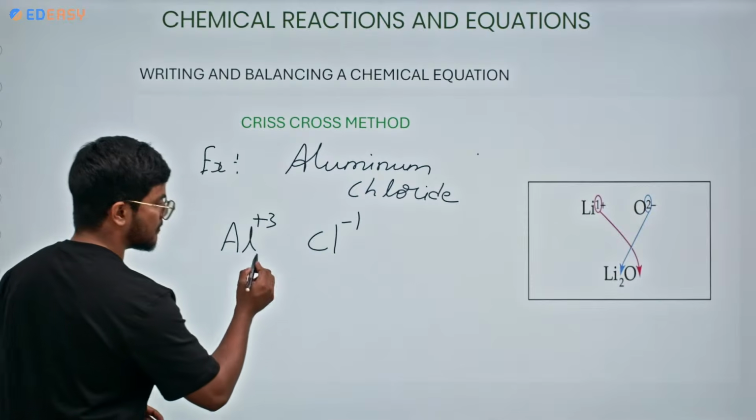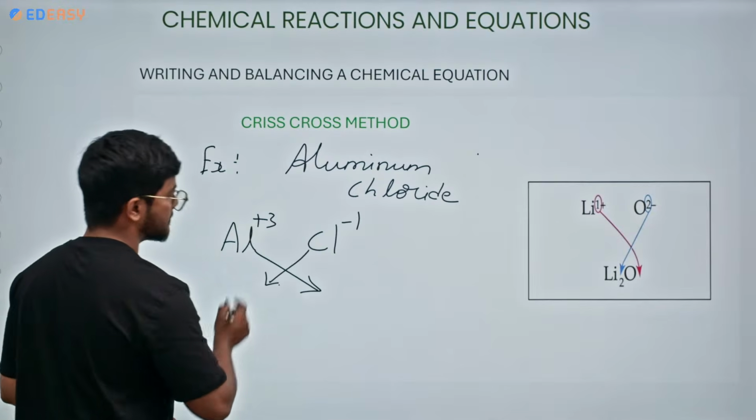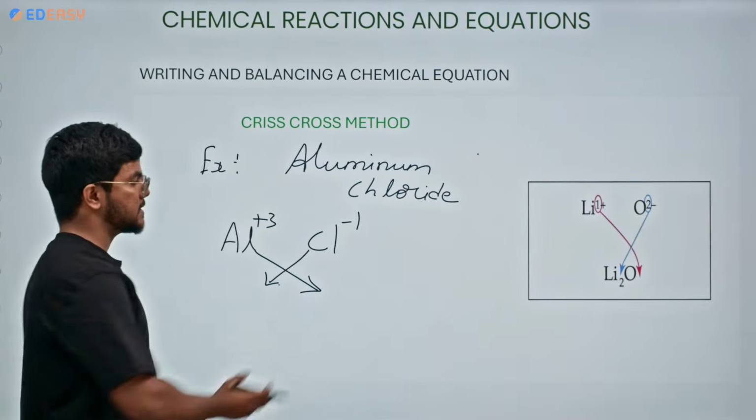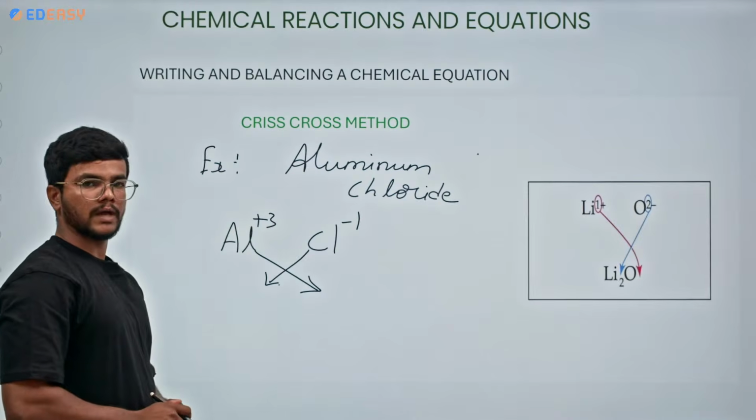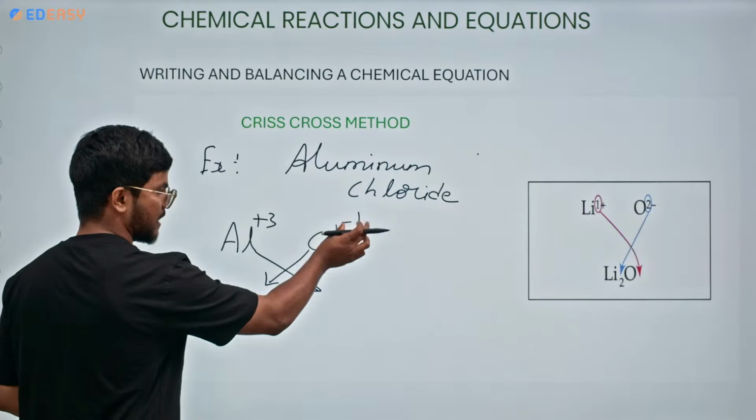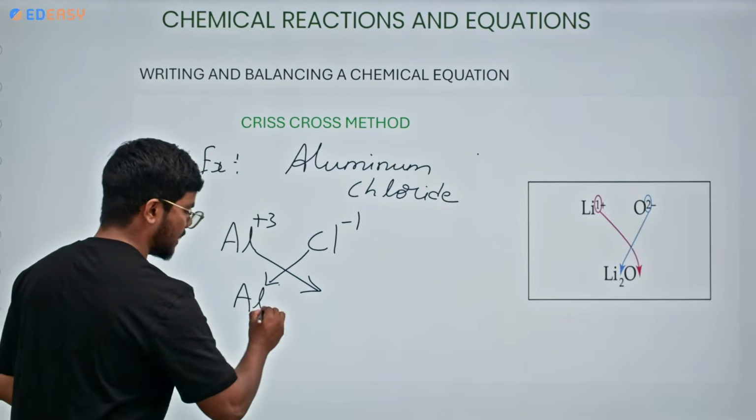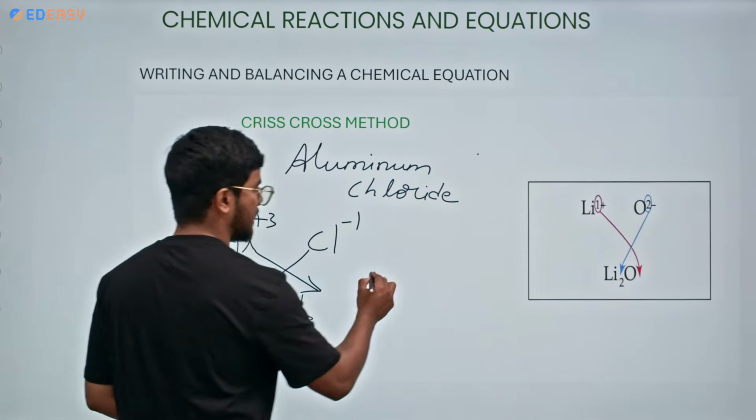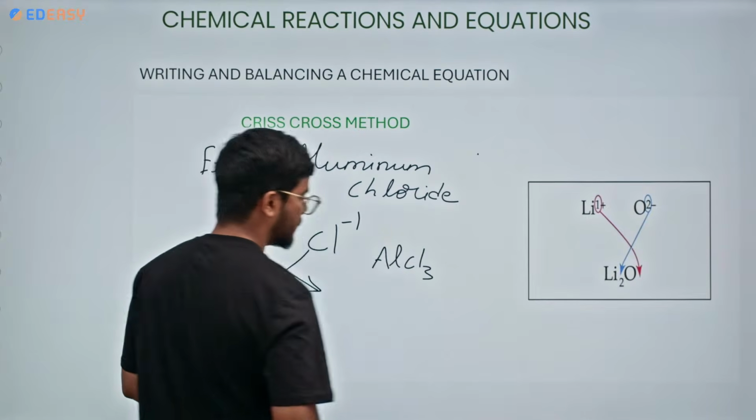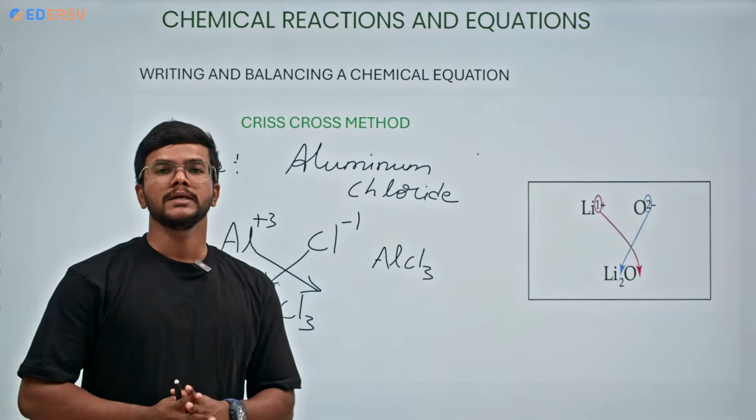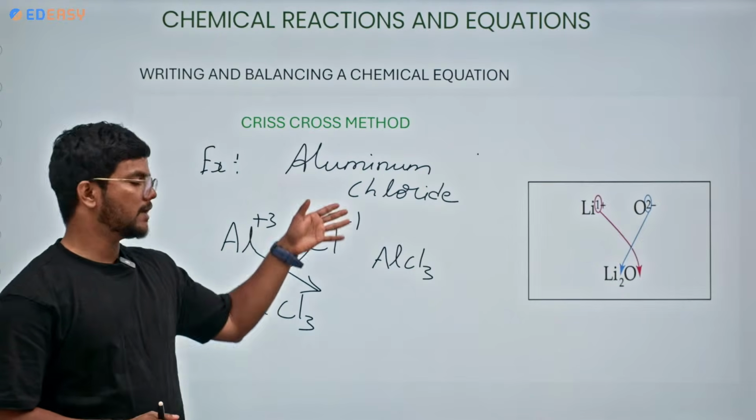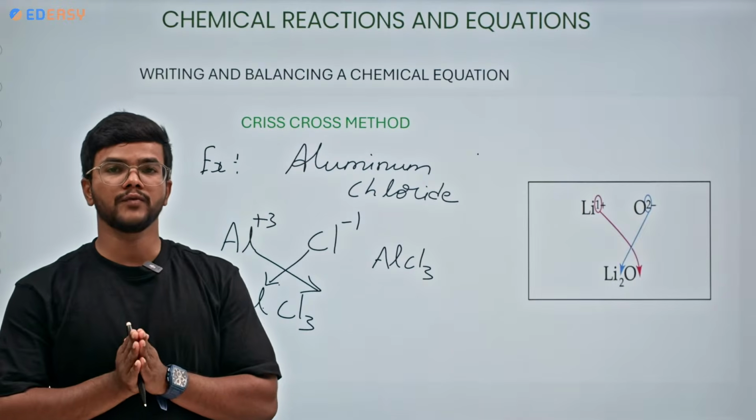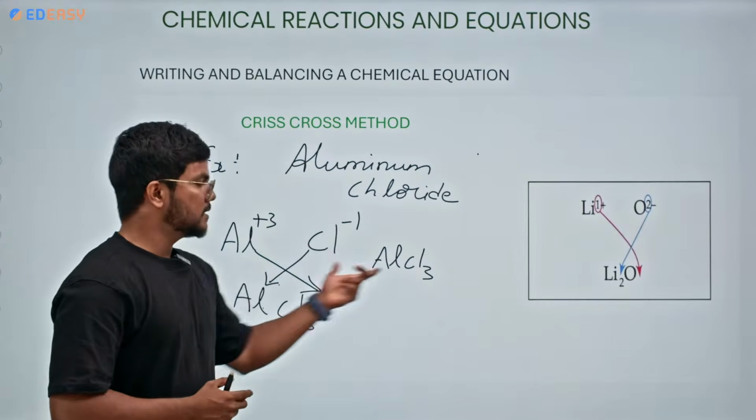So here is the method called the crisscross method. The crisscross method means the charge of the aluminum should be equal to the number of chlorines. The charge of the chlorine should be equal to the number of aluminums. So the chlorine charge is 1, which means we need to take only one aluminum, and the aluminum charge is 3, so we need to take 3 chlorines. Finally, AlCl3 will be the aluminum chloride formula. This is how we write the given word form of the formula in molecular form.